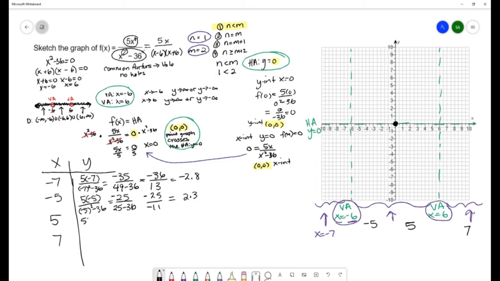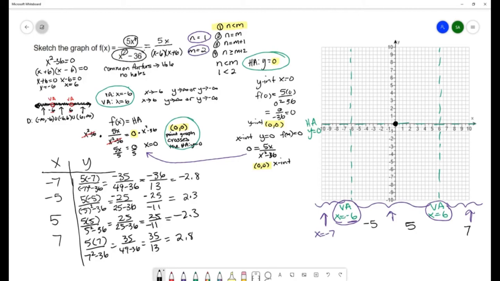We have 5 times 5 over 5 squared minus 36. It's 25 over 25 minus 36. 25 over -11, we have -2.3. Last one, 5 times 7 over 7 squared minus 36. That's 35 over 49 minus 36. 35 over 13 would give me a positive 2.8.